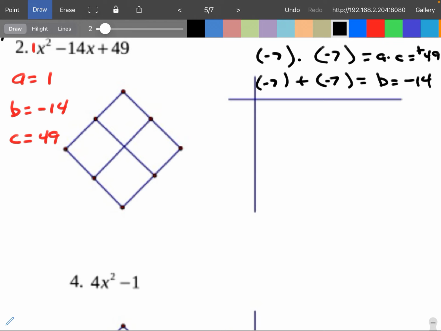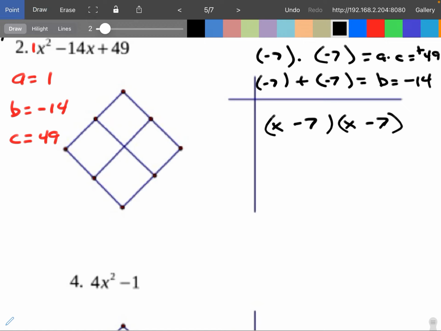So again, negative 7 times negative 7 would be a positive 49. And then negative 7 plus negative 7 would be a negative 14. And again, A is 1 on this one. So then we would write 1x and 1x. But that's just x. And then it's a negative 7, so we'd write minus 7 and minus 7.